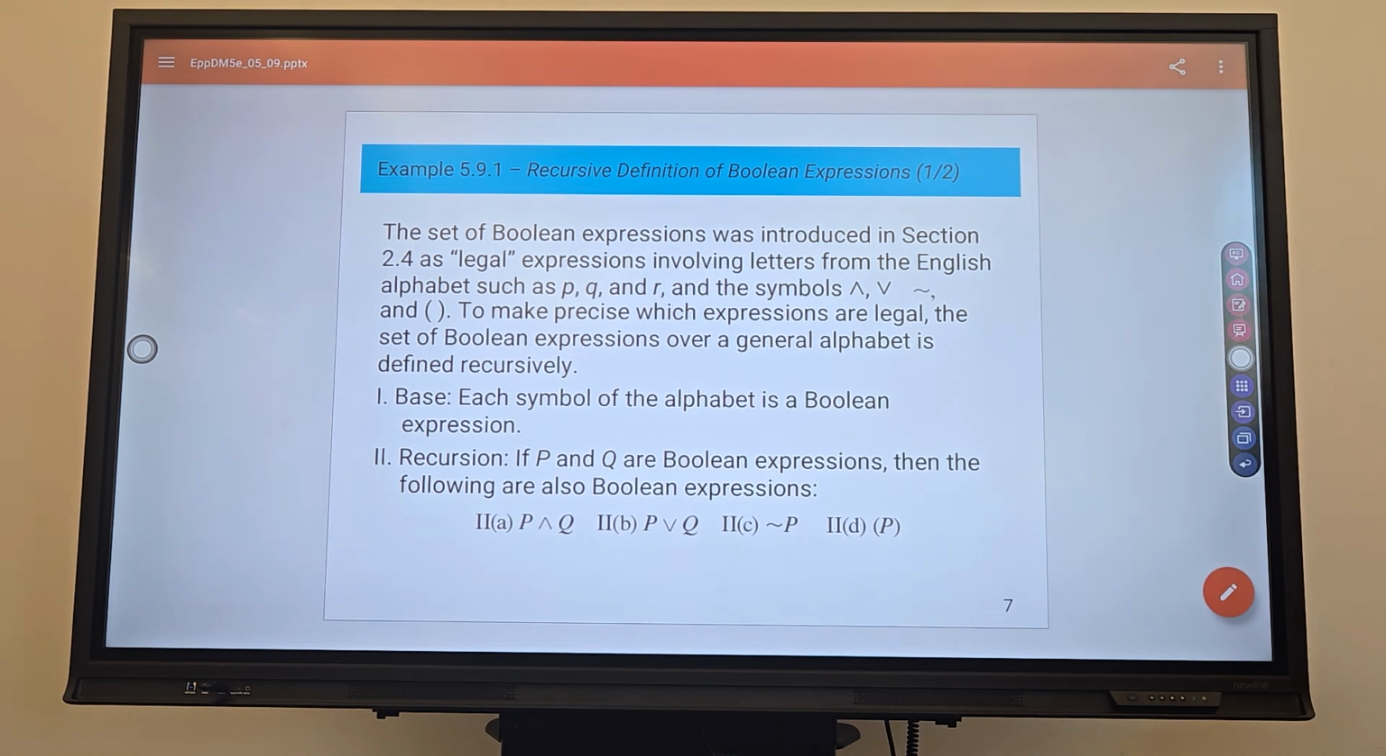The base condition: each symbol of the alphabet is a Boolean expression. The recursion rules: if P and Q are Boolean expressions, then the following are also Boolean expressions: P and Q, P or Q, not P, and P in parentheses. So there are 4 rules in the recursion section.